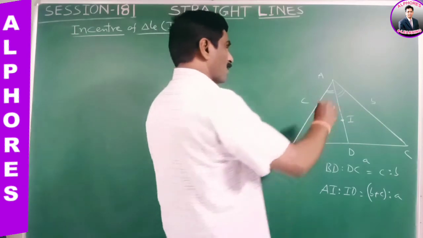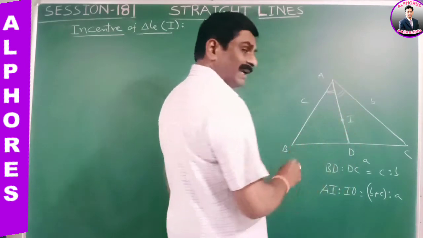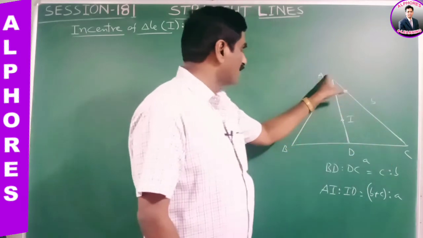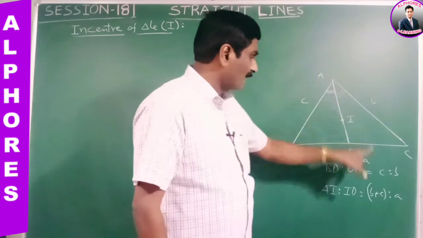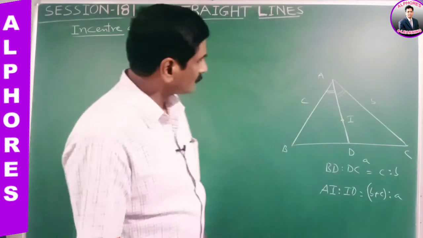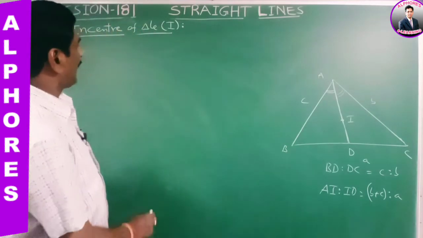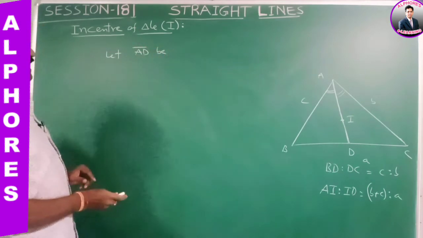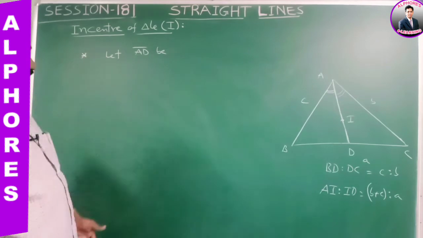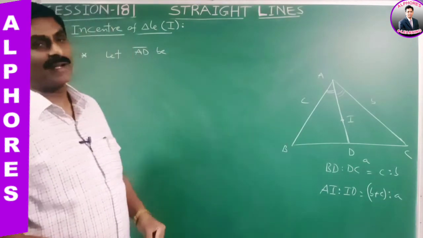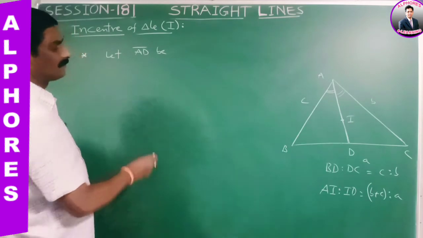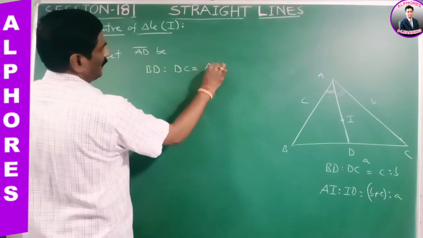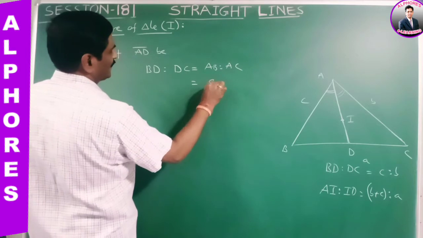First note this point. Suppose AD is the internal angular bisector through A. It divides the opposite side into the ratio of the remaining two sides. That means BD is to DC is equal to AB is to AC, and AB is nothing but c, AC is b. Let AD be the internal angular bisector through A in triangle ABC. Then BD is to DC is equal to AB is to AC, that is equal to c is to b.